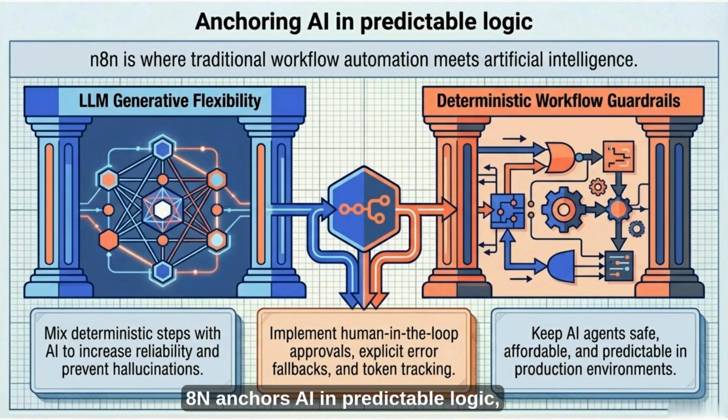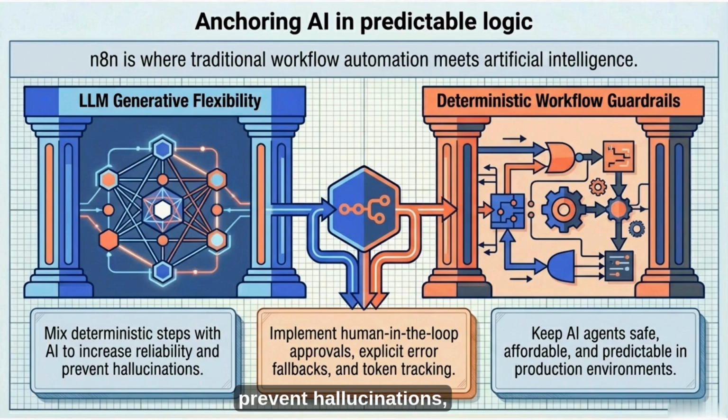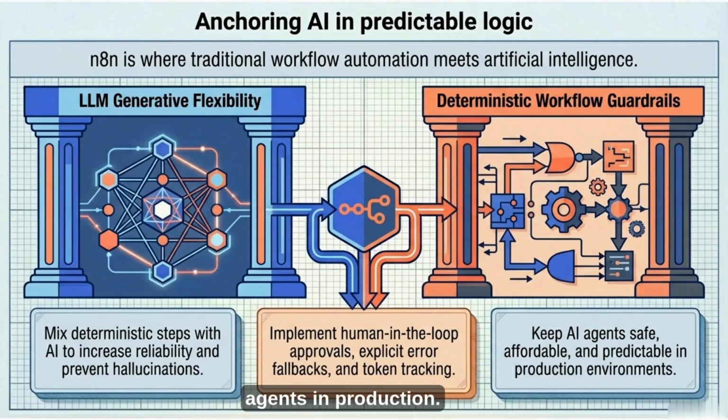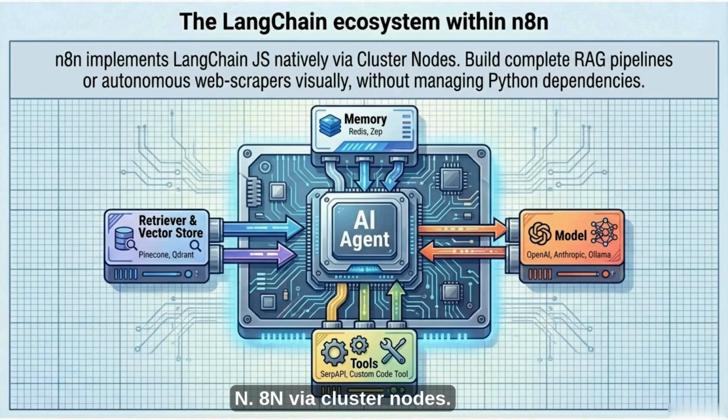n8n anchors AI in predictable logic, mixing LLM generative flexibility with deterministic workflow guardrails. This helps increase reliability, prevent hallucinations, and implement human-in-the-loop approvals for safe AI agents in production. The LangChain ecosystem is implemented natively within n8n via cluster nodes.